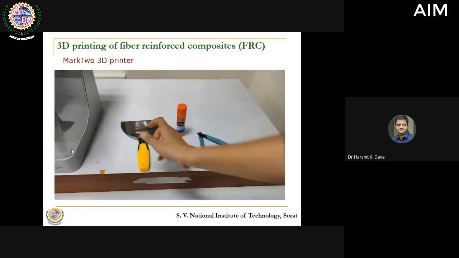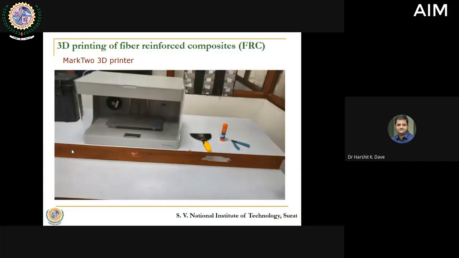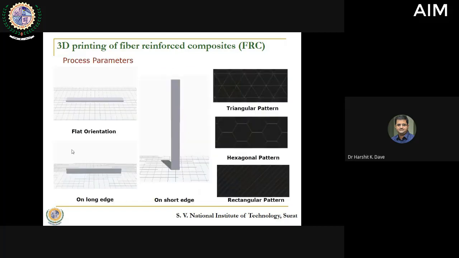When in the next slide I talk about the software, we'll come to know that this is required. This machine is protected by the manufacturer in such a way that you cannot use any filament other than what they supply. There are certain process parameters which can be varied, and we have tried to vary them. One is the orientation of deposition.